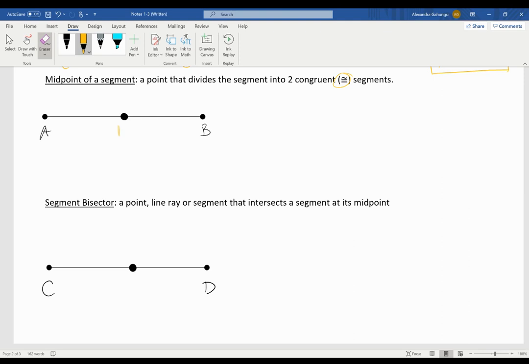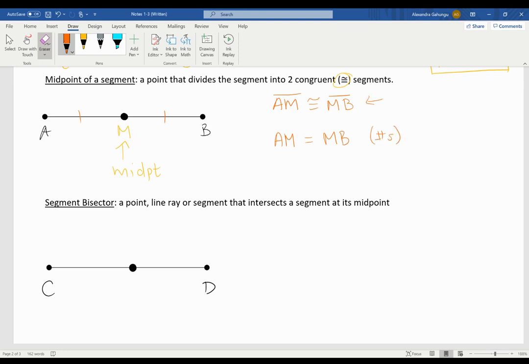So if I have AB and a midpoint M, the midpoint now breaks this segment into two congruent parts. So I can say that AM, the segment, is going to be congruent to MB because M is that middle point. It's the midpoint. When we're talking about measures, we would write AM with no bar over it is equal to MB. So now we're talking about numbers here.